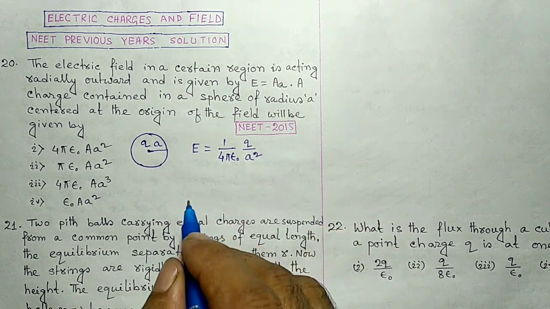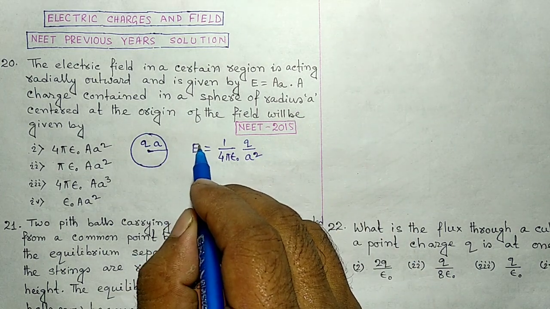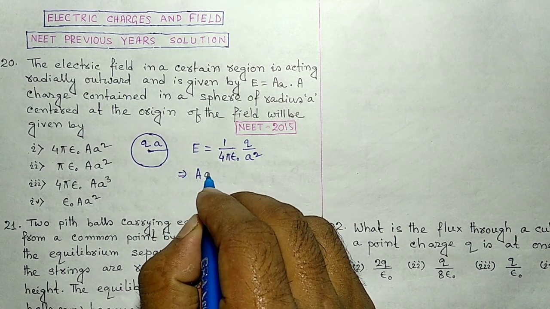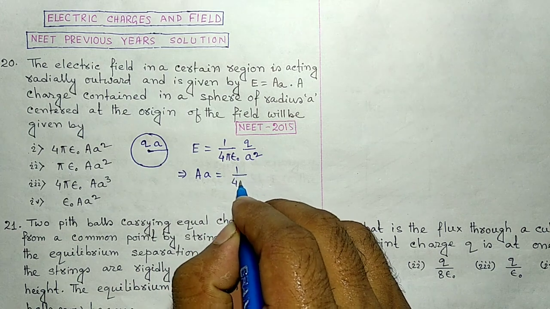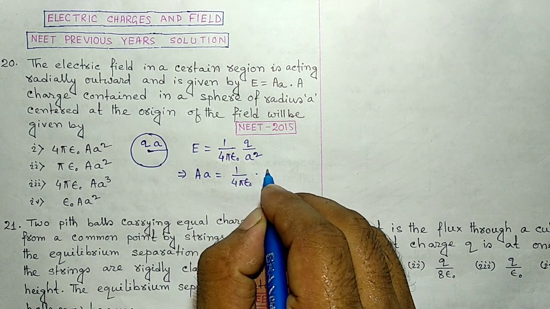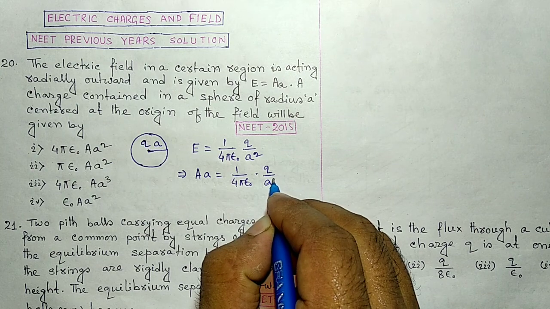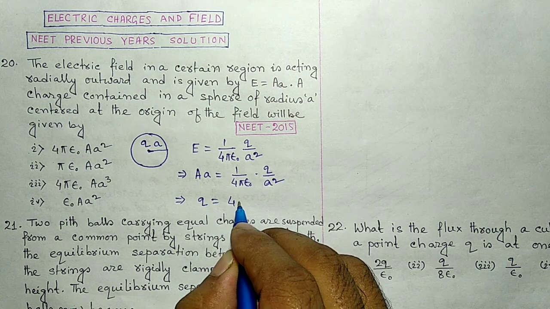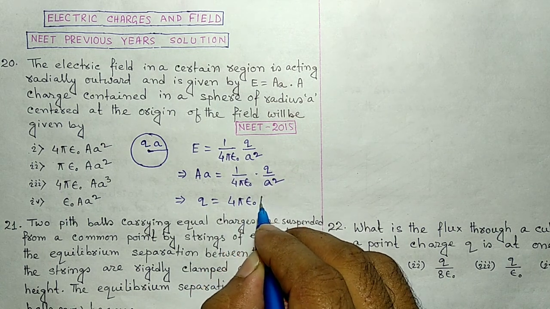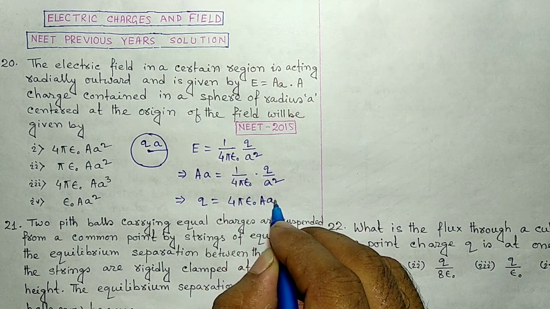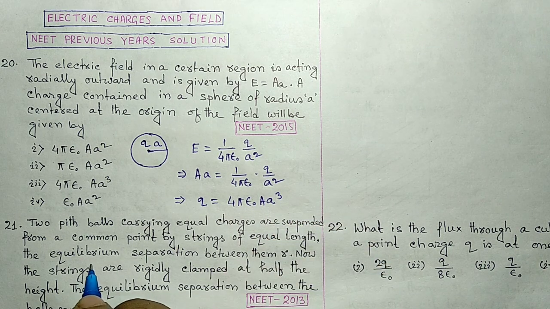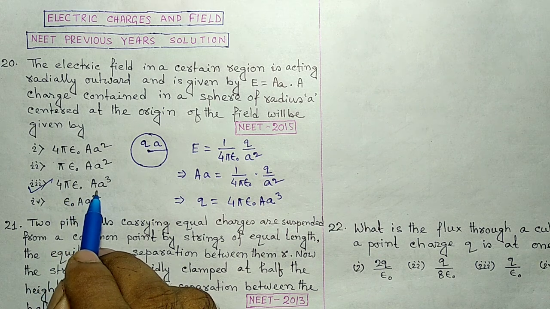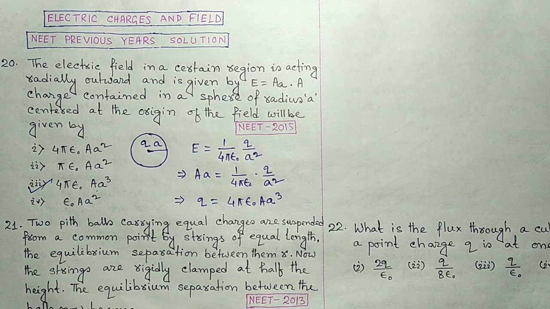a is the radius. Now E is given here. The value of E is Aa. It is equals to 1 by 4 pi epsilon naught into Q divided by a square. Now Q is equals to 4 pi epsilon naught A, capital A, small a cube. So option 3 is the right answer: 4 pi epsilon naught A, small a cube.